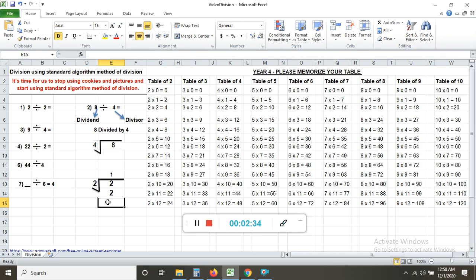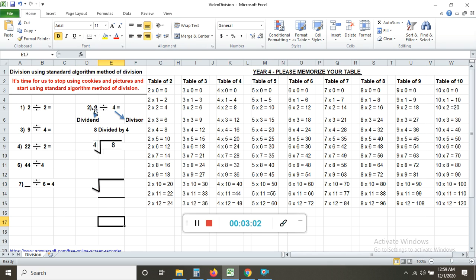This is the place where you're going to have your remainder. The remainder is always what you get when you subtract this value from this. So you're going to subtract 2 minus 2, and then you will get a 0. Now 0 is our remainder. As you can see, the problem is solved.